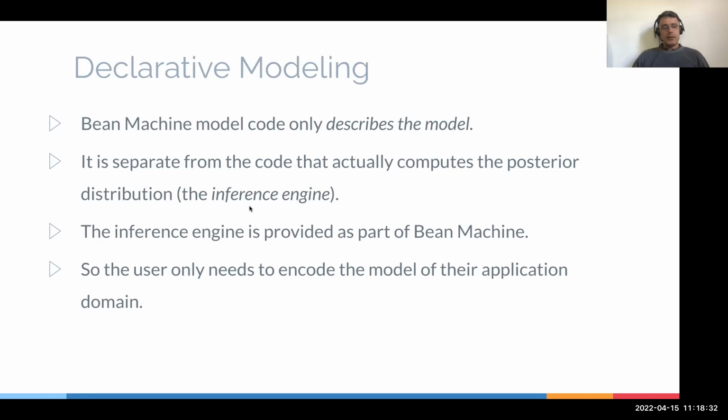The code that solves the problem, which we call the inference engine, is the code that actually generates the samples, that computes the diagnostics, that computes the posterior distribution. The user of the system doesn't need to write any of that. The only code that they write describes their application domain. The inference engine is provided as part of Beam Machine. In the case, of course, of other probabilistic programming systems also, it comes with one or even multiple inference engines. So the user only needs to encode the model of their application domain, which is what they know best. So that's a good division of labor there.